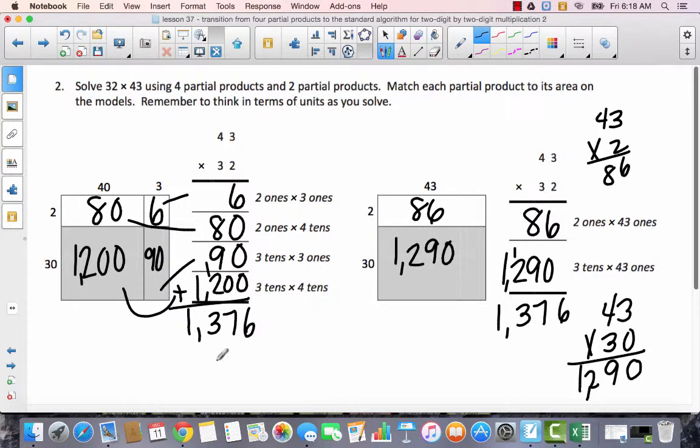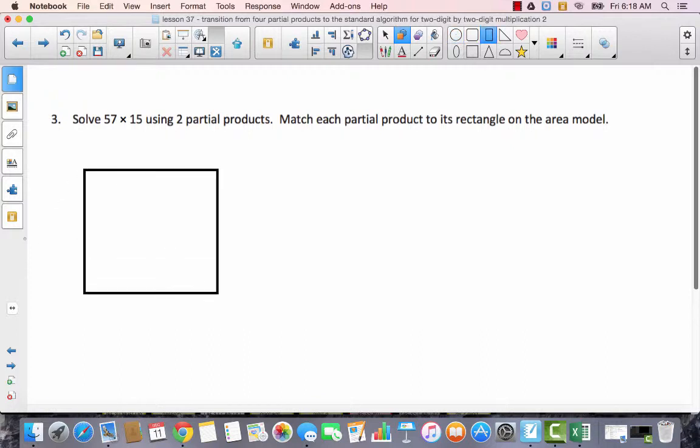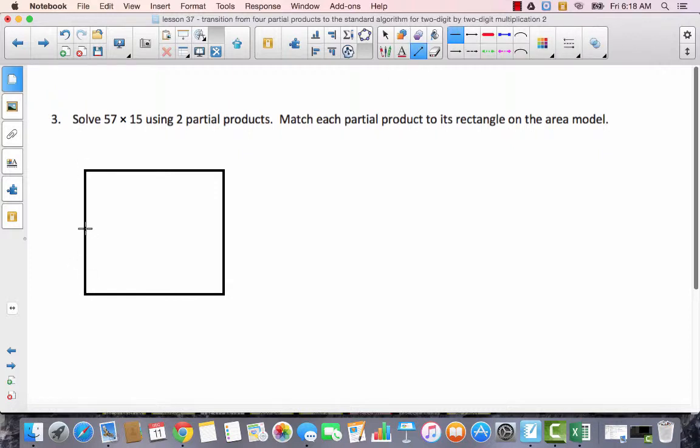Okay, so this is transitioning to standard algorithm. Now it says solve 57 by 15 using 2 partial products. Match each partial product to its rectangle on the area model. So we're going to draw an area model. I'm going to get a rectangle going. And remember, we're only using 2 partial products, so my rectangle is not going to have 4 parts, it's only going to have 2.